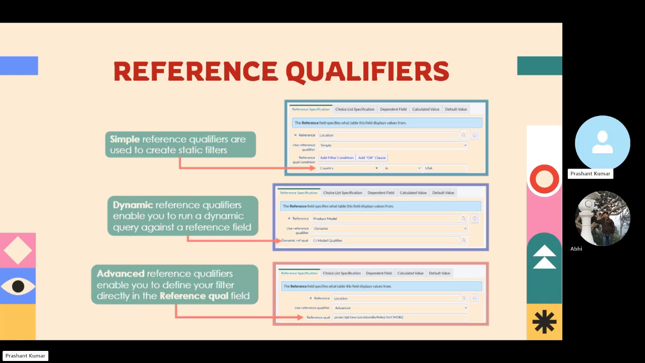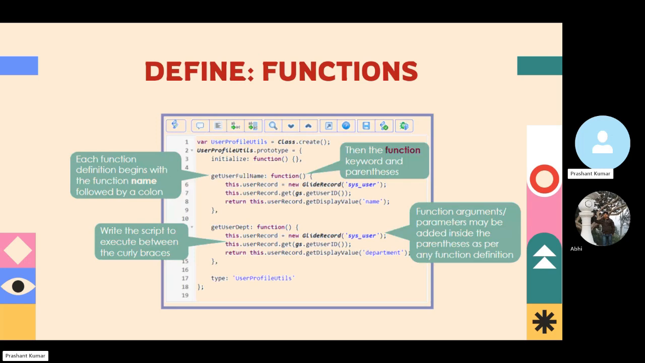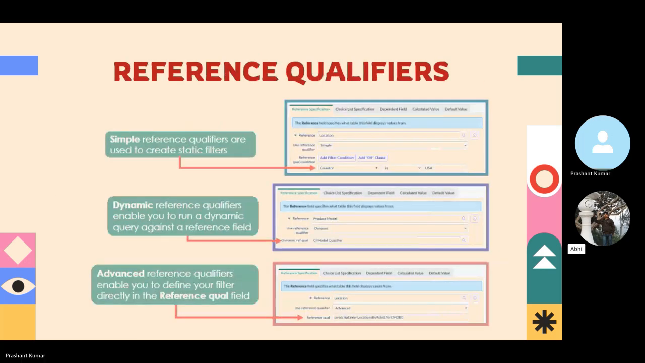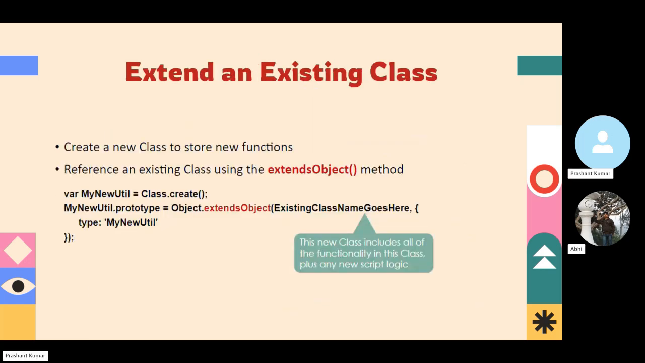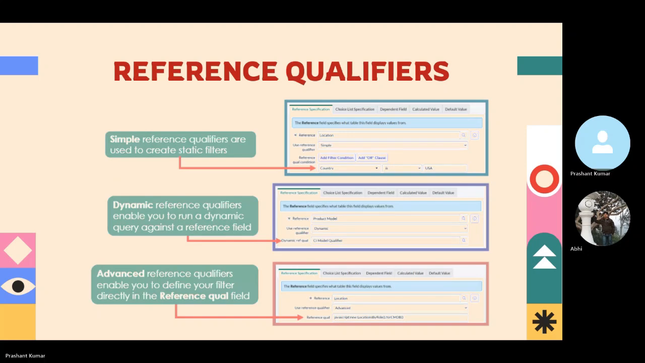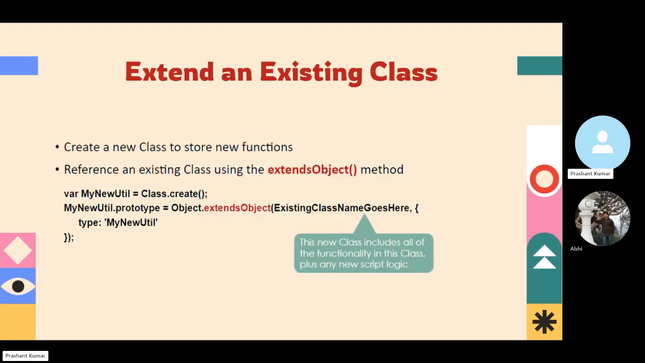And here they have defined JavaScript colon new locations by role dot this. So you can call your reference qualifier, whatever functions you have created here, you can call it directly. So this is clear.